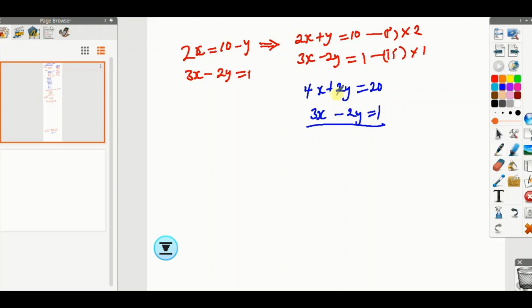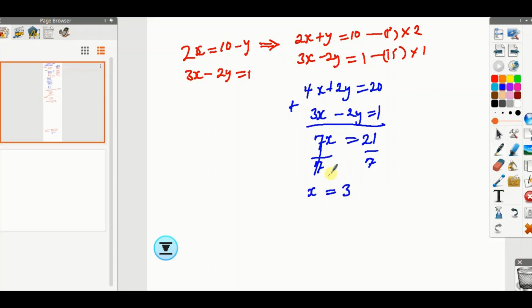So how can you eliminate this y out? By introducing a positive sign. Right. So from here now we have 4x plus 3x, which is 7x. Here y is crossed out already, so it will be equal to 20 plus 1, which is 21. So when you divide both sides by 7, we cross out, so our x now will be equal to 3.